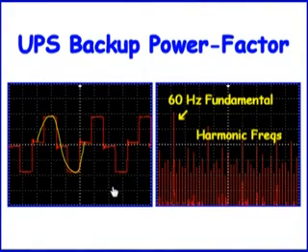By distorting the AC sine wave, these harmonic currents are produced. And this is what causes the low power factor in a UPS backup.